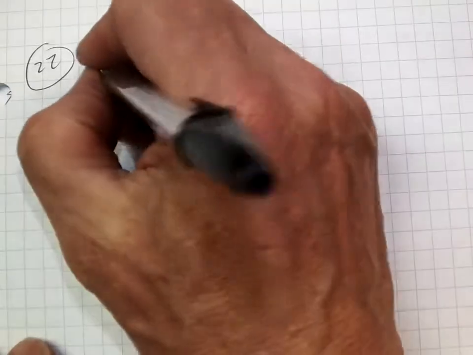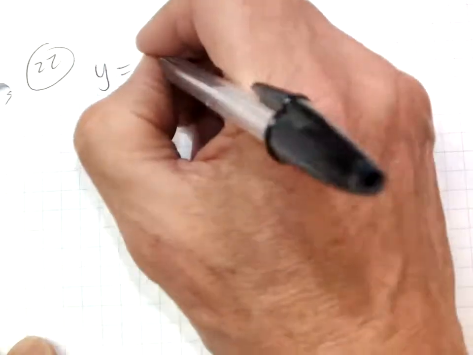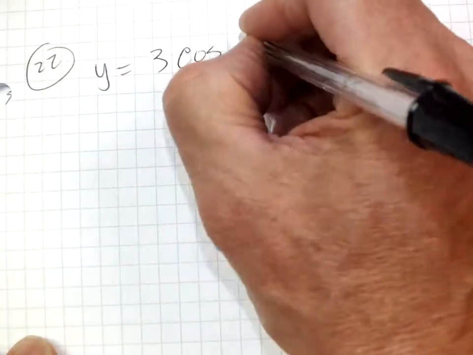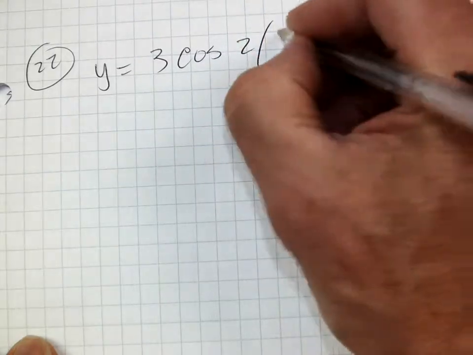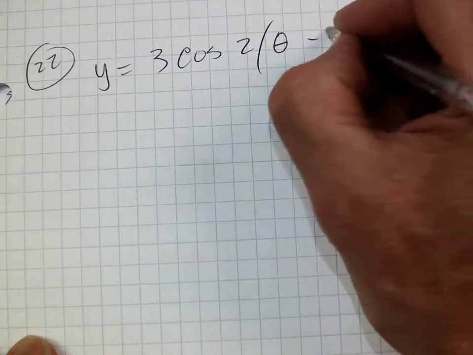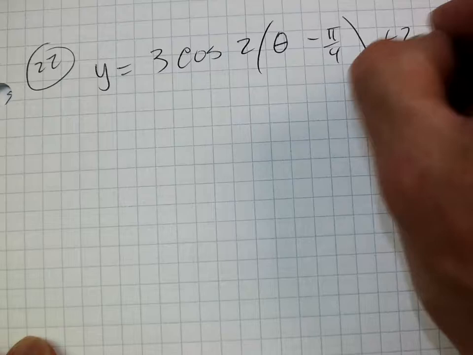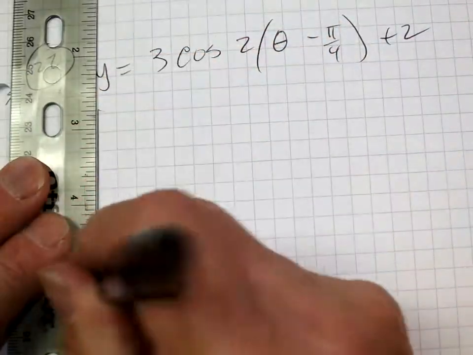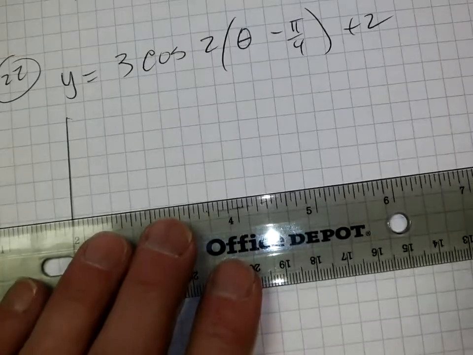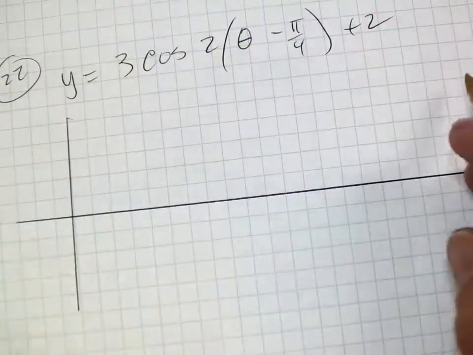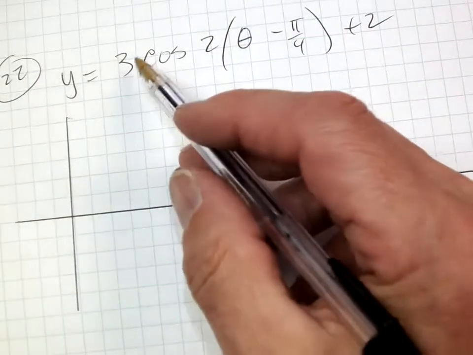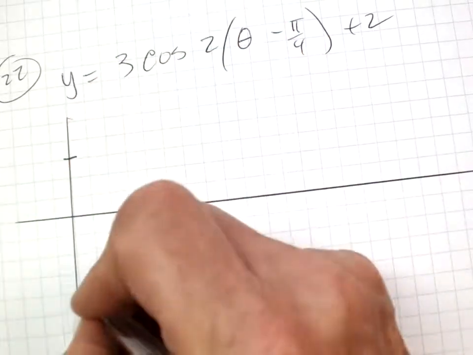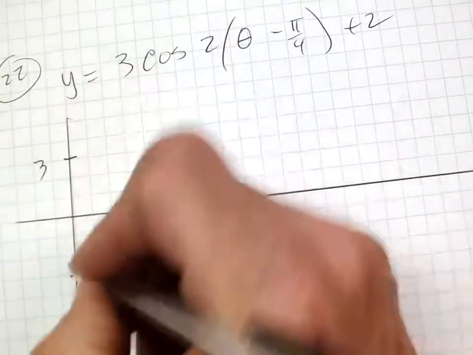Okay, 22, I've got y equals 3 cosine of 2 theta minus pi fourths, plus 2. Okay, a couple of things I do know. I'm going to go from 3 to -3, right? I know that for sure, because the amplitude, oh, did I say 2? I meant 3. 3 to -3. Because the amplitude is 3.